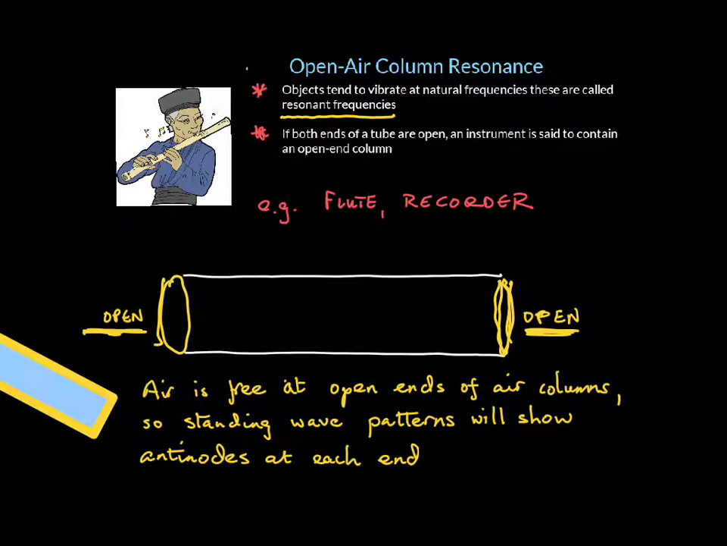So what happens in an open air column? Well, the important thing to note is that air is actually free to vibrate at the open end of the air column. So the air is free to move back and forth at the open end. If that end of the column was closed, the air molecules would be trapped and wouldn't be free to vibrate.